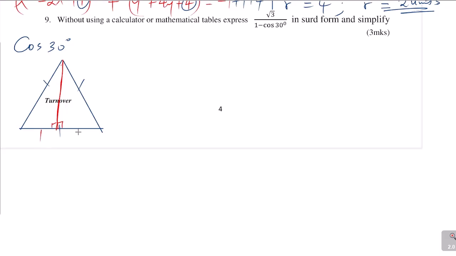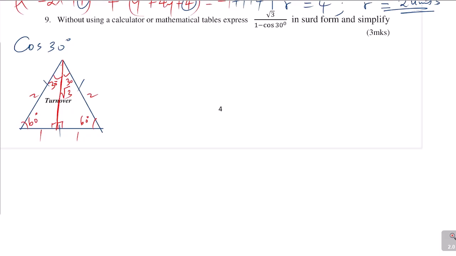So this will be 1, 1, 2, 2, and then this one is root of 3. We use an equilateral triangle whereby this will be 60 degrees, this will be 60 degrees, and then this one, because it is divided, it will be 30, and this one will be 30 degrees. So the height of that triangle will be root of 3, using Pythagoras theorem. This is what we use.